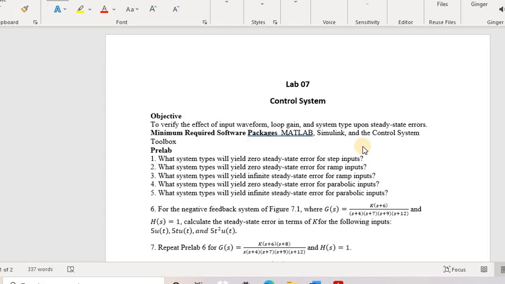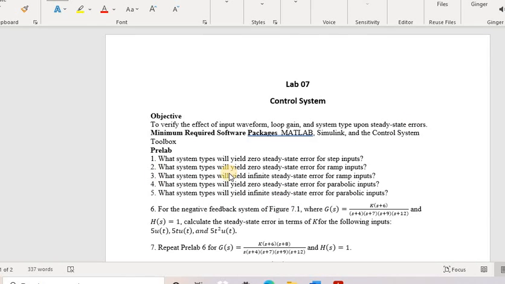Before starting the lab, you have to go through the basic concepts about what is steady state error, what is the loop gain, and what is system type. So the pre-lab is, first of all, you have to answer: what system type will yield zero steady state error for step input? As you know, when you give a step input and you get zero steady state error, it is only possible when you have at least a single integral. Similarly, for ramp you have two integrals, and so on.